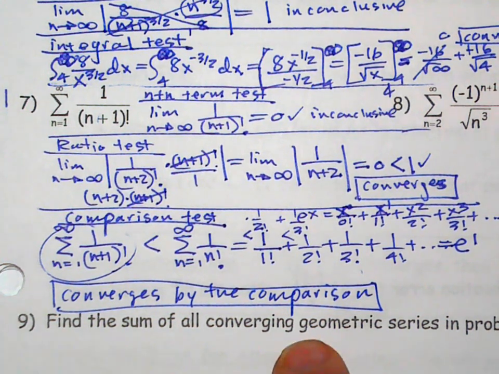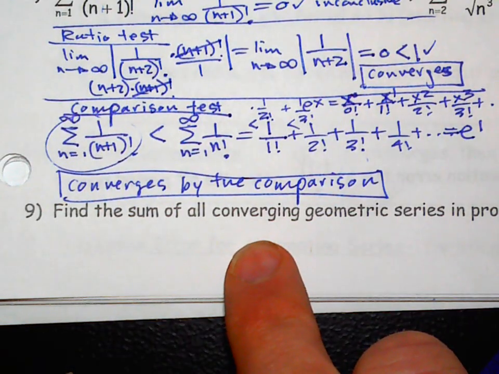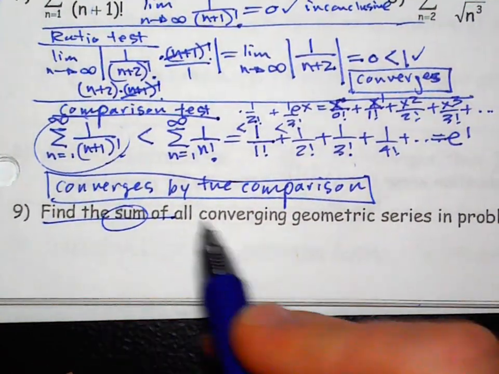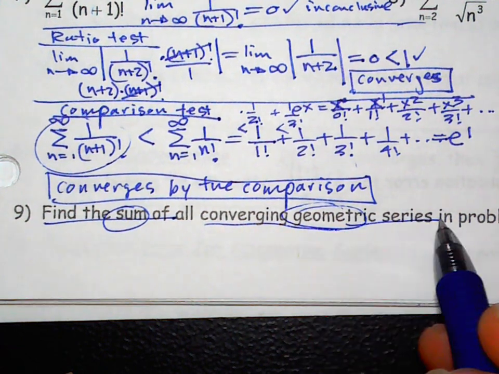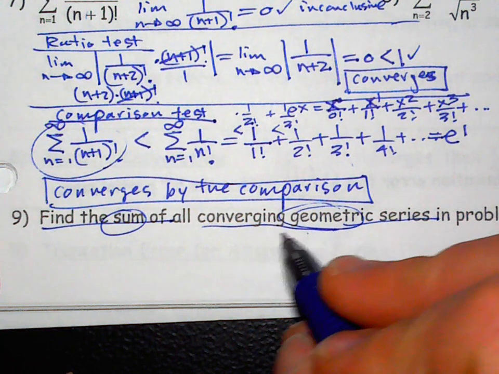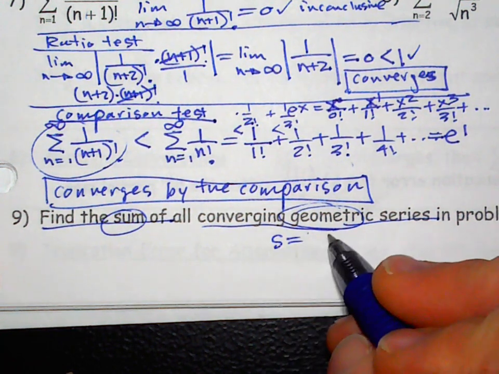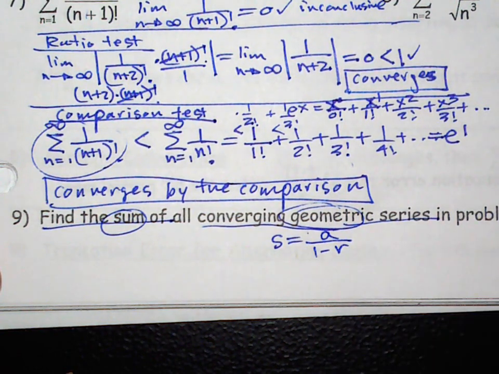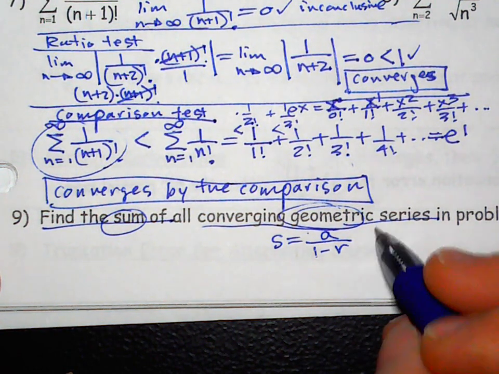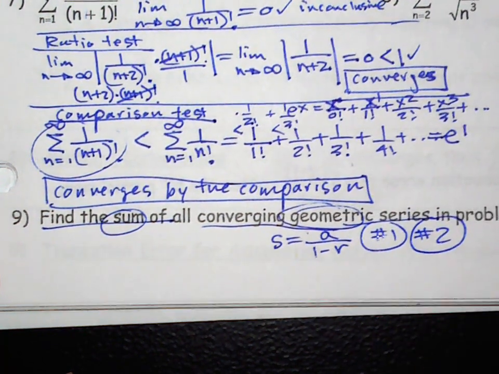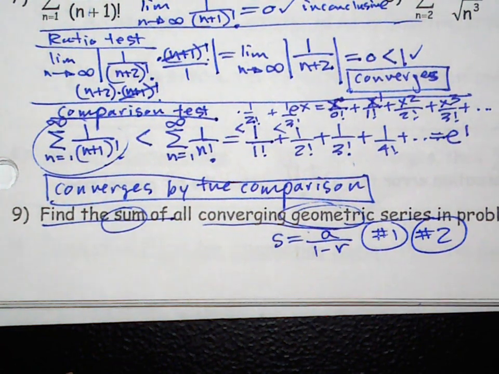Now, problem 9 down here is actually problems 1 through 8. Find the sum, which we rarely do right now, for all converging geometric series, because that's the only series we know how to find the sum of so far. And the sum was S equals A over 1 minus R. And so that applies to any problems that are geometric series, which were problems 1 and 2. So we'll go back and find that. And that's something I'm going to ask you guys to do on your next test.